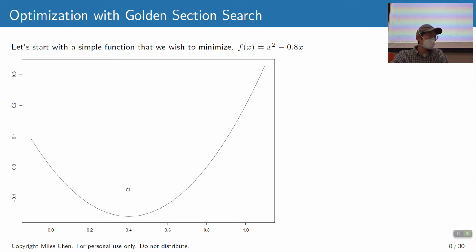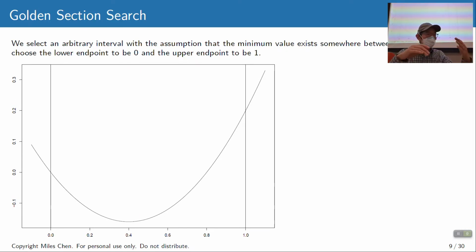Okay, and we can kind of see this already. But what we'll do is use golden section search to search for it. The way it works is we have to start with some arbitrary interval, and we have to assume that a minimum value exists somewhere between the lower and upper endpoints of the interval. So we've got a lower bound and an upper bound, and we say there's a minimum somewhere between them. Here I'm going to say the lower bound is 0 and the upper bound is 1. Is there a minimum somewhere between 0 and 1? We're just going to assume yes.